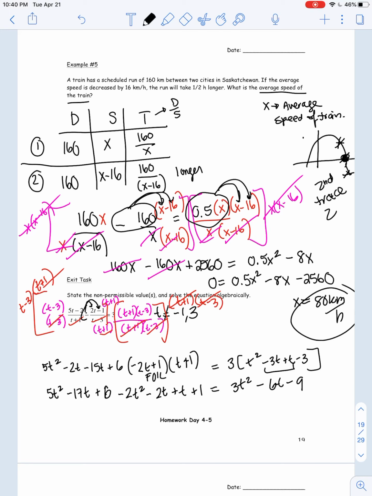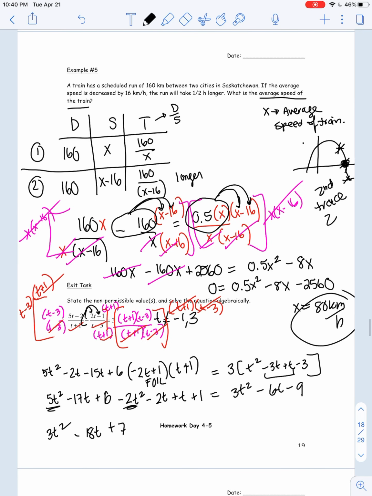Okay, so let's start simplifying stuff. 5t squared minus 2t squared will give us 3t squared. And then we have negative 17, so we'll go minus 17 minus 2t, which will be minus 19, and plus t, which will be minus 18t. And then we have 6 plus 1, which is 7. So that's the left side. The right side stays as it is.